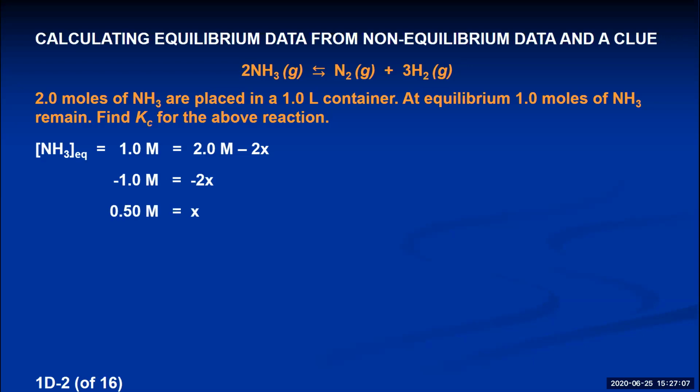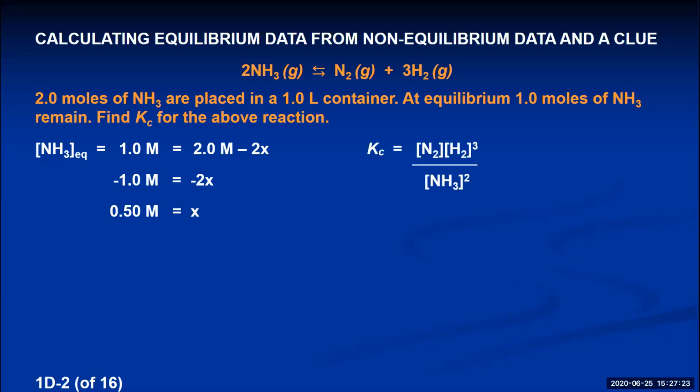The negative 1.0 was a 2 significant figure number, but the 2 that I divided by, the negative 2, that's a counted number. So with only the 1.0 being a measured value, 2 significant figures, my value for X comes out to be 2 significant figures.